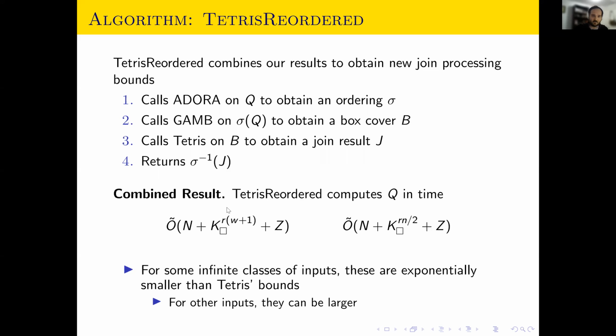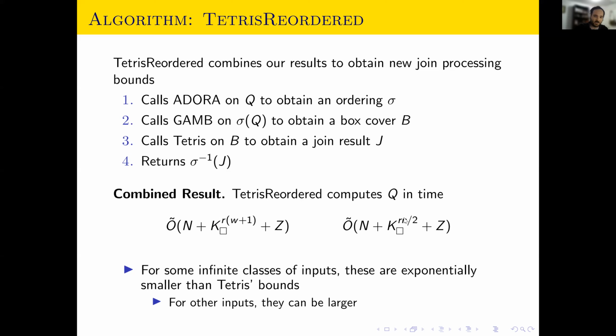And the combined result we get from this algorithm is that Tetris reordered computes Q in a time bounded by tilde O of N, the input size, plus K box, the minimum box cover size under any ordering, to the power of R, the maximum arity of a relation in Q, times W plus 1, where W is the tree width. All of that plus Z, the output size.